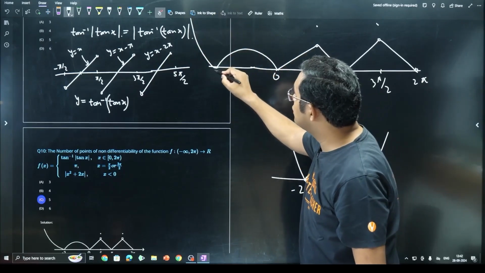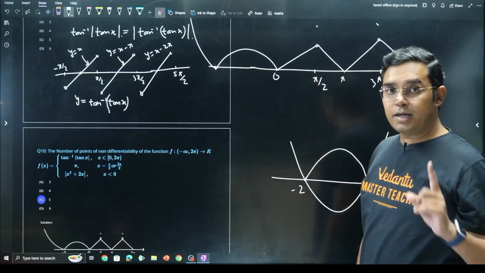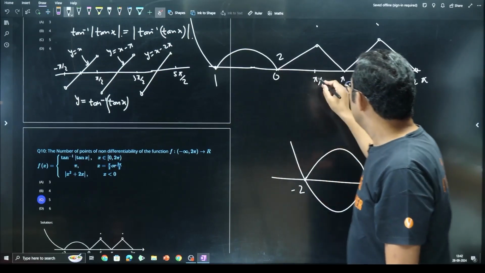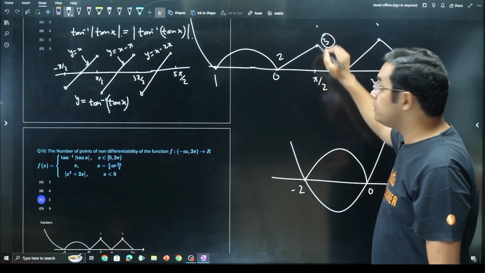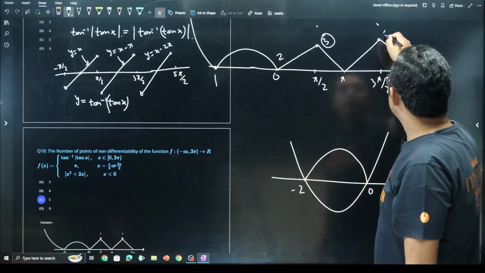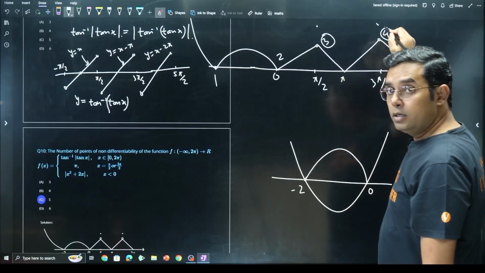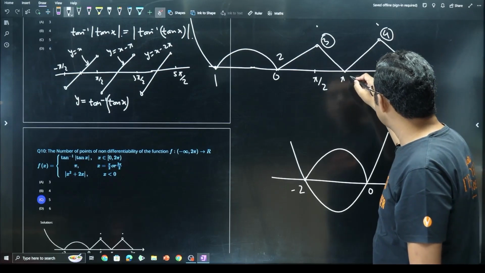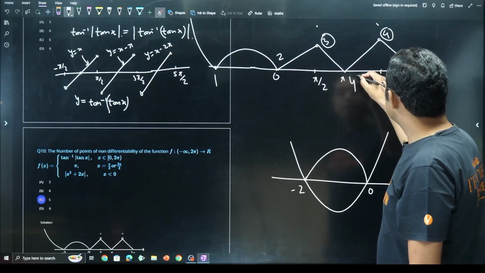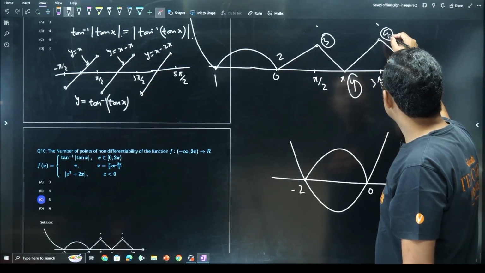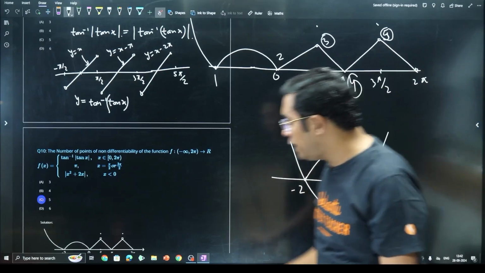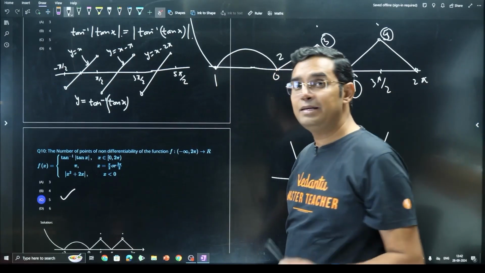Okay, this will also be a corner point here. So now you can count the points of non-differentiability. I think that is 1, that is 2. This is also a point of non-differentiability because of discontinuity. And this is also a point of non-differentiability because of discontinuity, and this is also 1 point. I think 4 would have been this, and this would be the 5th point. So total 5 points of non-differentiability are there. So the answer for that question will be C.